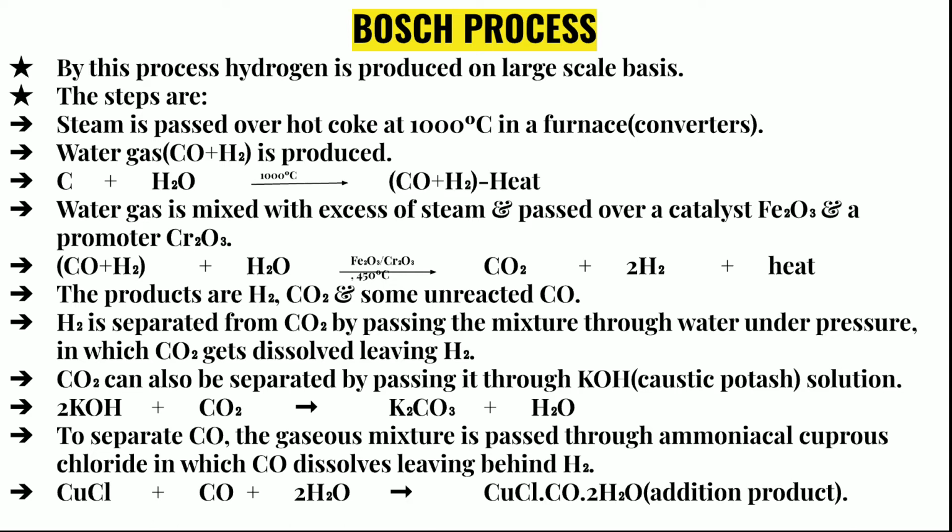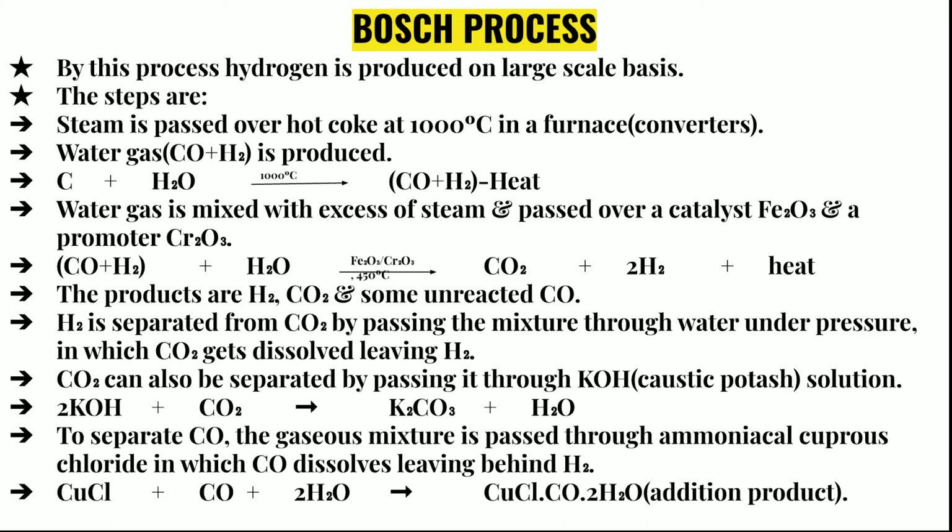The steps in this process are: first, the steam is passed over hot coke. Coke, that is carbon. So hot coke, that is hot carbon, over which the steam is passed at 1000 degrees centigrade, in a furnace, or you can say converters. That furnace is known as converter, where this steam is passed over hot coke and water gas is produced.